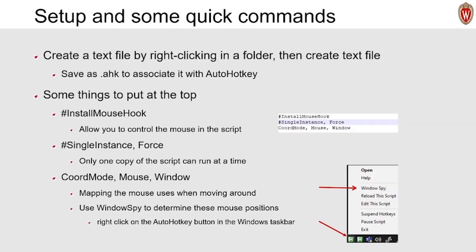We start by making a text file and then saving it as .ahk, so AutoHotkey knows it's a hotkey file. We need a few things at the top so we can tell AutoHotkey that it can use the mouse to move around. That's the hashtag install mouse hook line. The single instance force line is so only one copy of the script can run at a time. We don't want any duplication here. And we use Window Spy to find those coordinates by selecting it in the right-click menu on the AutoHotkey button in the Windows taskbar. Those are for the mouse and are relative to the window.